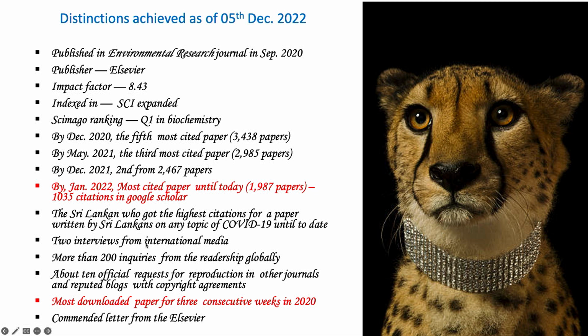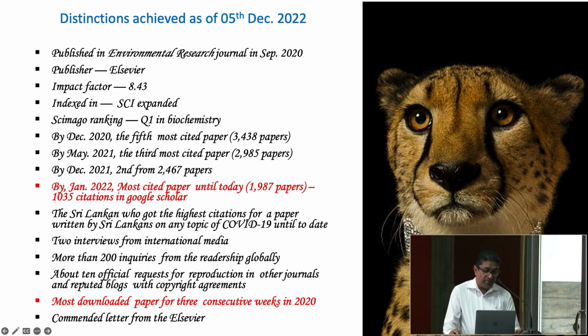Two interviews from international media, I did. More than 200 inquiries from the readership globally, I had to answer. About 10 official requests for reproduction in other journals and reputed blogs with copyright agreement. I already gave them the permission, but I basically get it jointly. And if a third party asks me, I can't say yes, you can publish. No, they can't copy from mine because it belongs to the journal. I have to direct them to the journal.